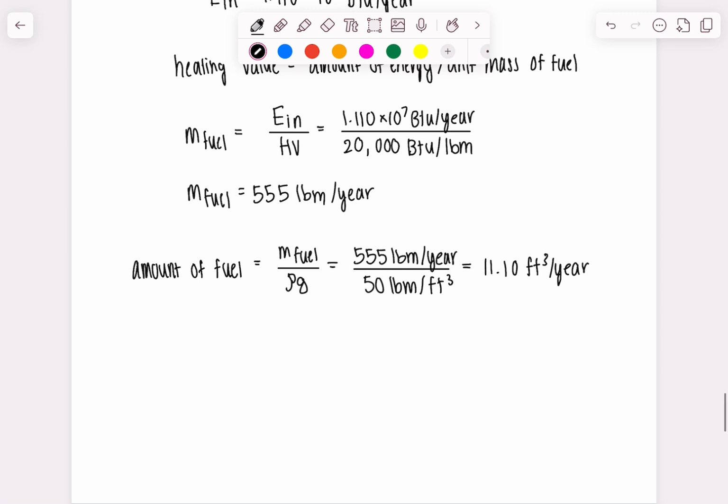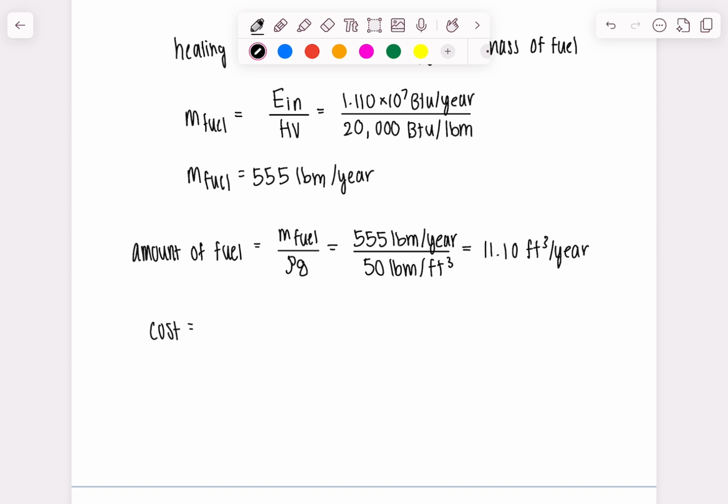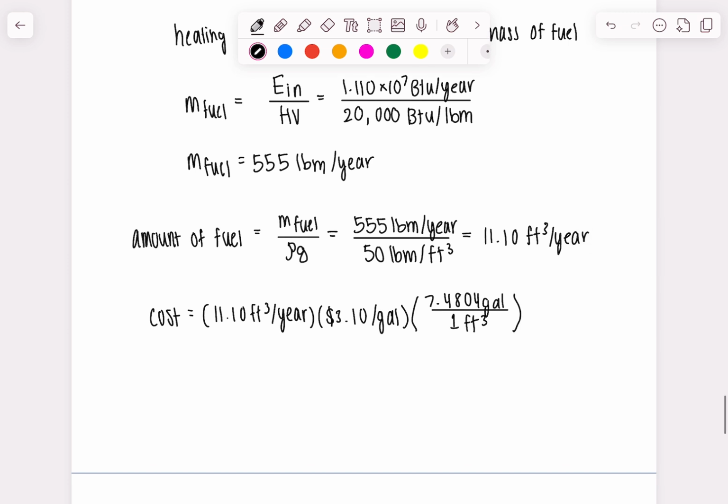Okay, and then the cost will just be our amount of fuel times the unit cost that we were given. So our cost is going to equal that 11.1 that we just found, feet cubed per year, times $3.10 per gallon, which means we have to convert our feet cubed to gallons, so 7.480 gallons for every 1 foot cubed. And calculating that out will give us a cost of $257.4 per year.